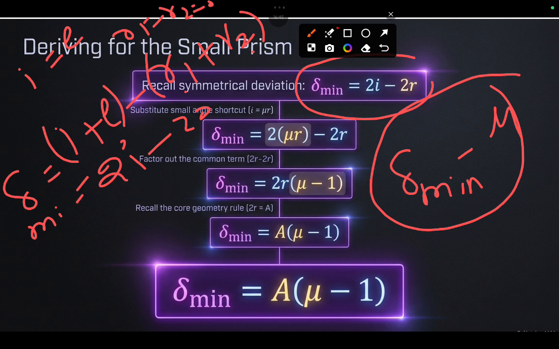Then what is i? Just now, for a very small prism, we got i equal to mu r. Replace the things: delta minimum equal to 2r times (mu minus 1). Therefore 2r is nothing but A. So finally, in terms of the refractive index and angle of prism, delta minimum equal to A times (mu minus 1).